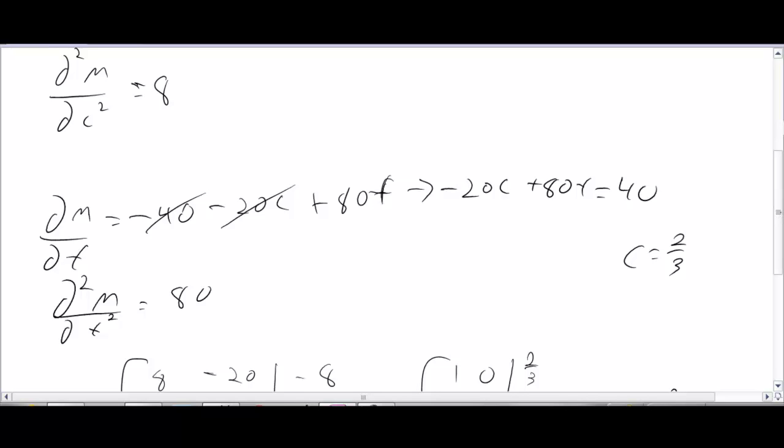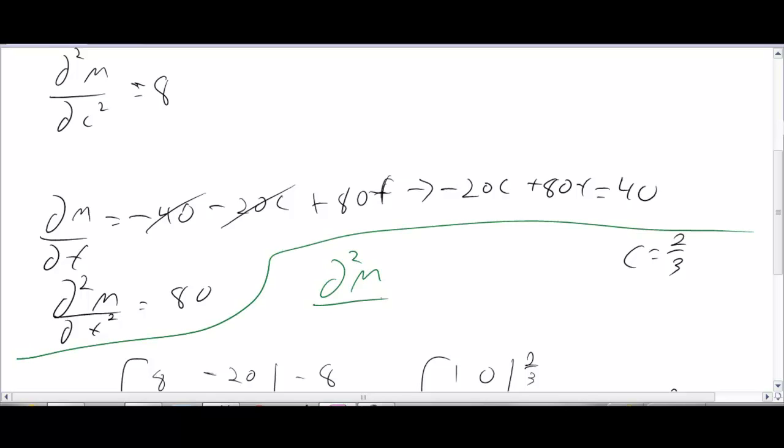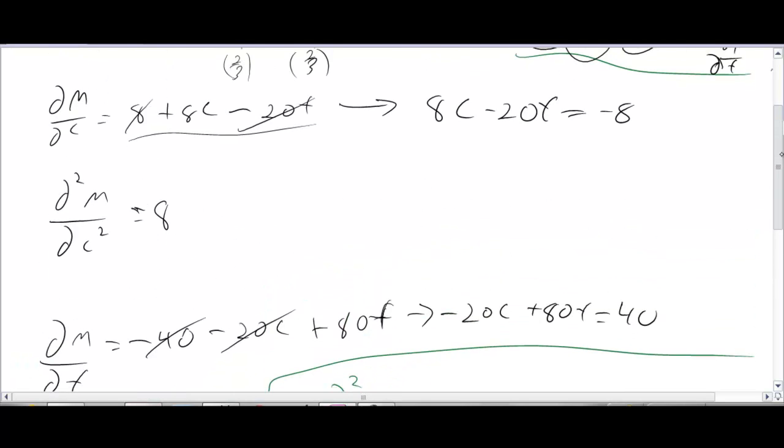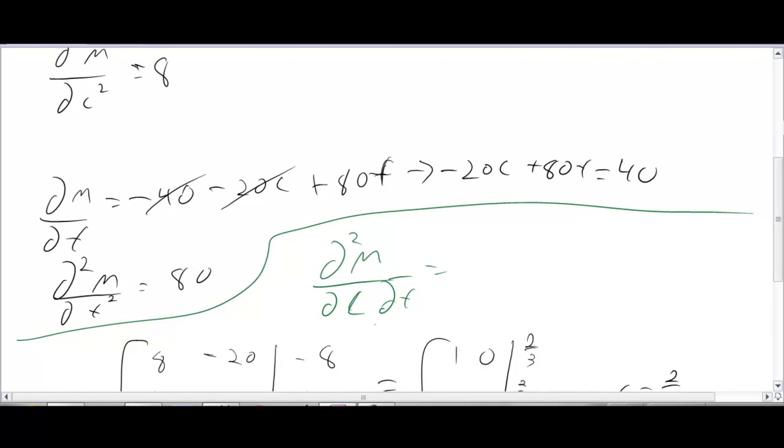Then last but not least, and I'll do this in a different color, I need my interaction term. So I need the partial of M with respect to C and with respect to F. And how I can get that is by using, maybe let's say, this first one. Remember, the order doesn't matter. That's equal to the second partial of M with respect to F, then with respect to C. So I just need to use either one of my first partials and then take the derivative of it with respect to the other variable.